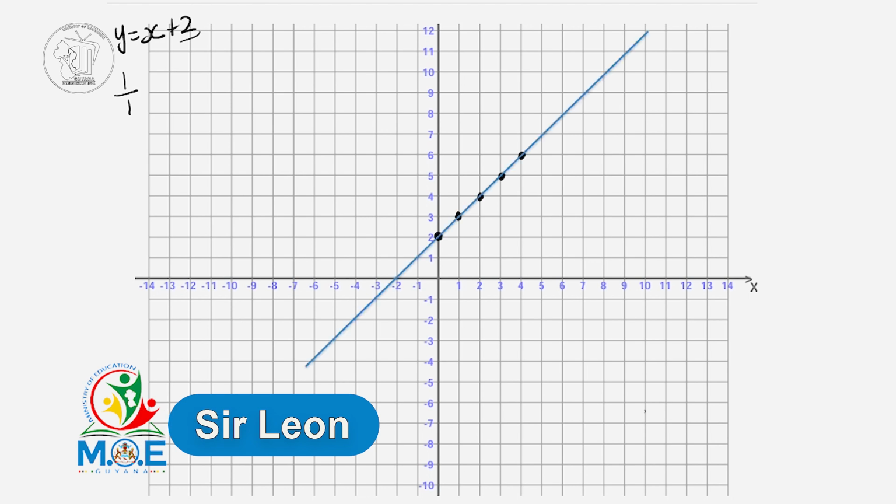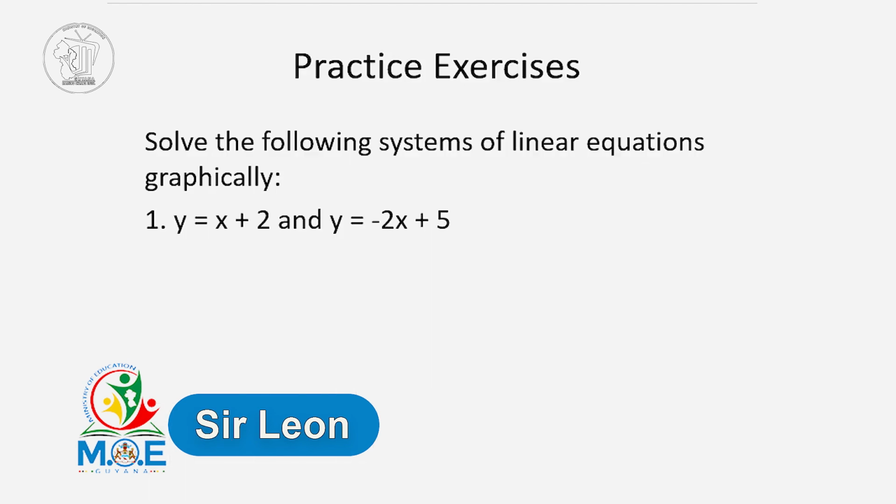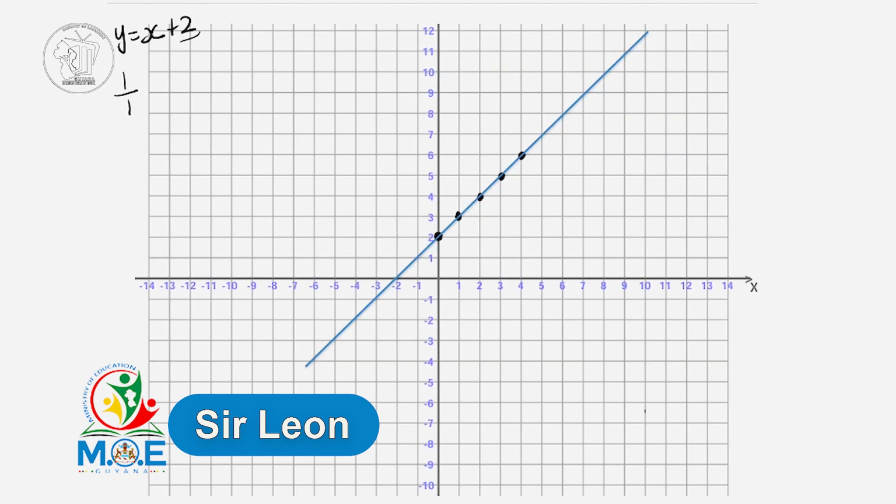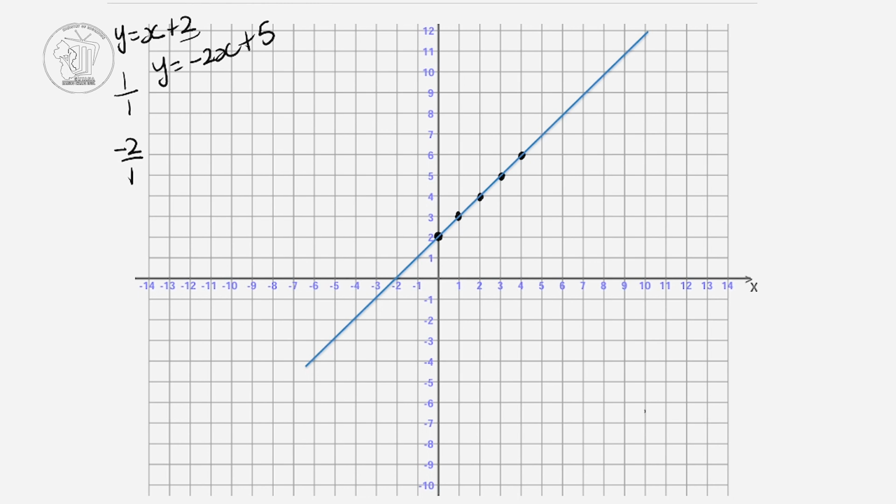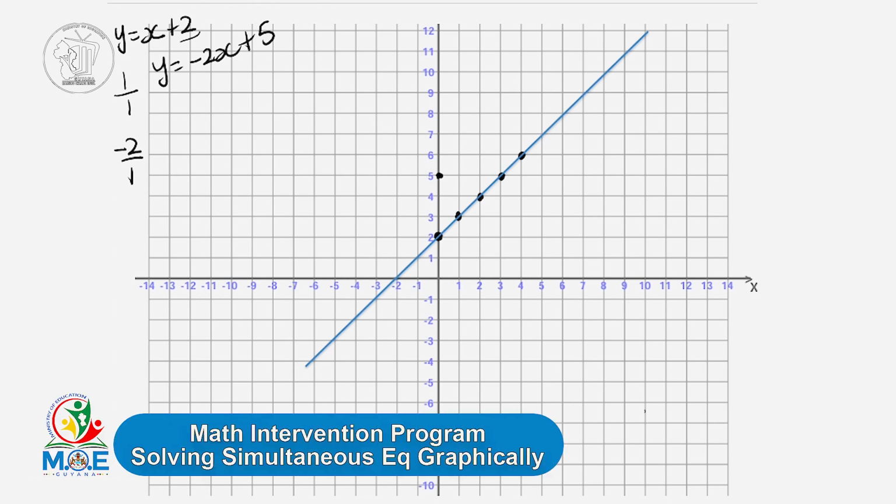And then we use the second equation to draw the other line, which is y equal negative 2x plus 5. So we see the gradient would be negative 2, which would be the same as negative 2 over 1. And the y-intercept would be a positive 5. So we start off with the point 5 and draw in our line. In this case, the gradient is negative 2, so that means we go down.